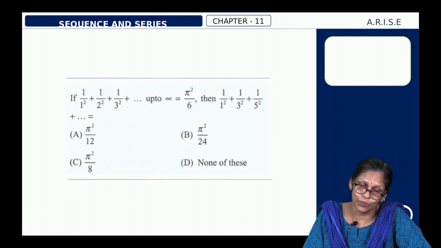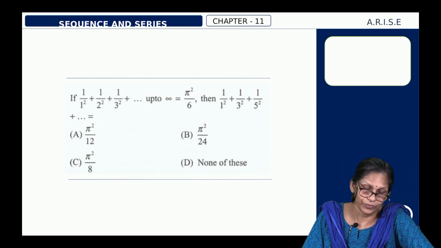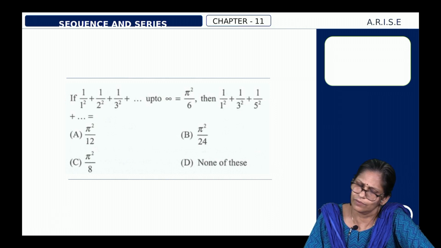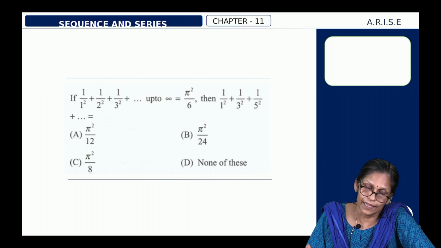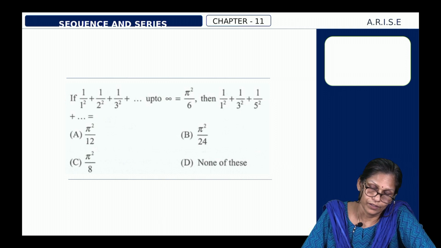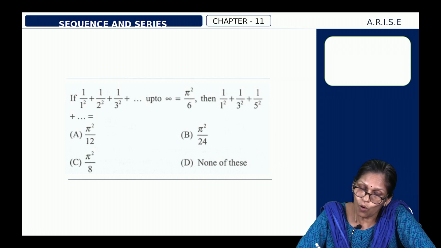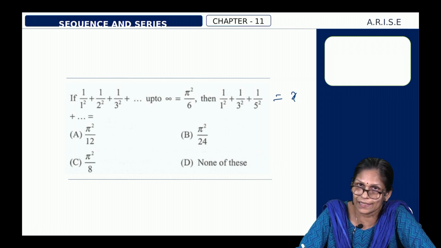Now, this one: if 1 squared plus 1 by 2 squared plus all that is infinity, then what is 1 by 1 squared plus 1 by 2 squared plus 1 by 3 squared plus and so on? Okay. Now, what you have to find, if I call it x?